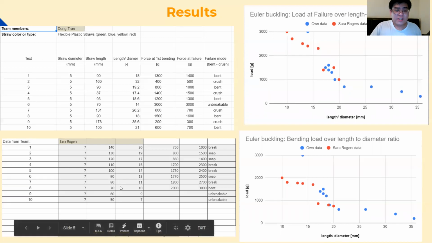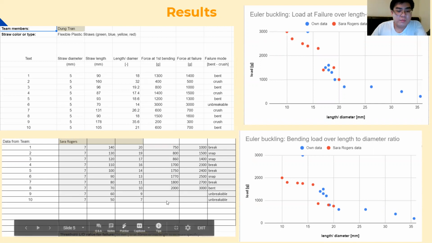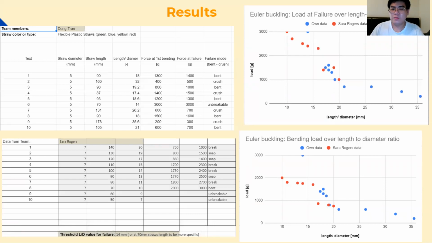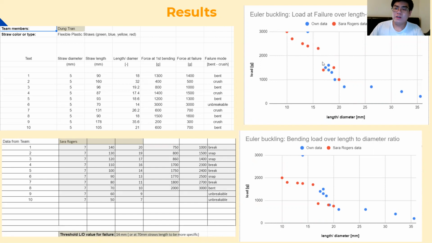From Sarah's data, I noticed her straw diameter is much larger than mine. She has 7 millimeters compared to mine at 5 millimeters. But at the same time, we both noticed that for her data, any length below 70 millimeters, like I mentioned, is impossible to break. As a result, we have the same data. We can confirm that any straw with length shorter than 70 millimeters is impossible to break. These are the two graphs we managed to make, so our data correlate very well together.